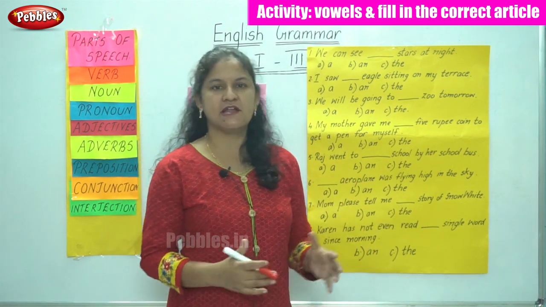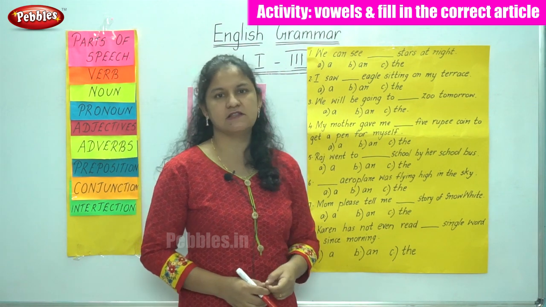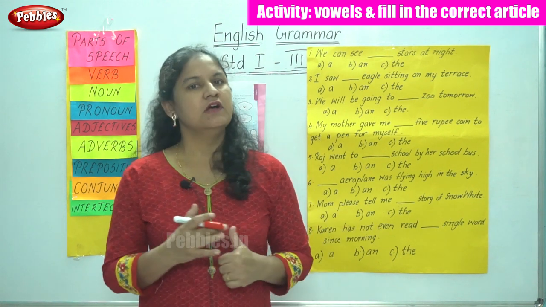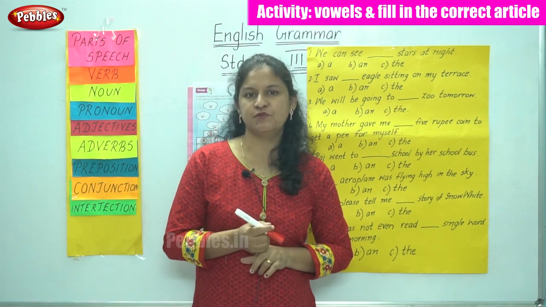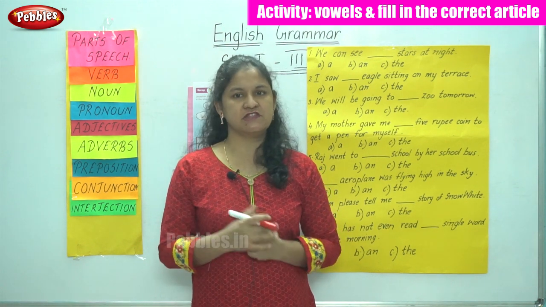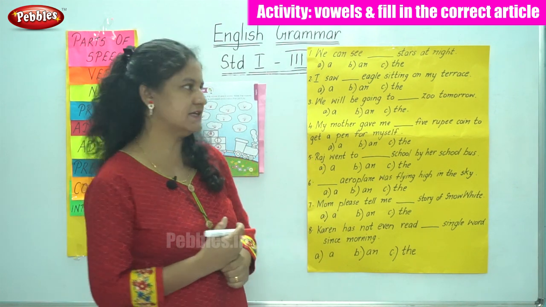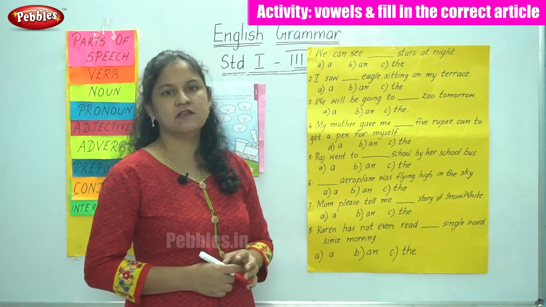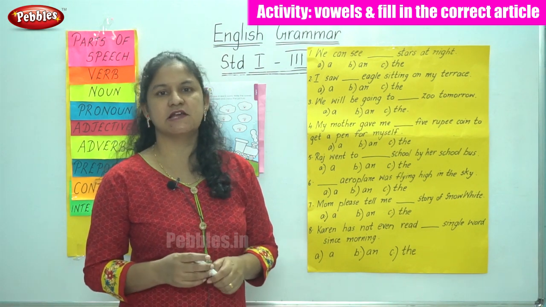Now we will move on to another exercise wherein we have to fill in the correct article in the blank. We either use a, an or the. So a is used before a consonant, an is used before a vowel, and the is used for specific things and which are singular. So let us move on to the first sentence. We can see dash at night. So then there are only one particular star. So then we use the definite article, that is the.